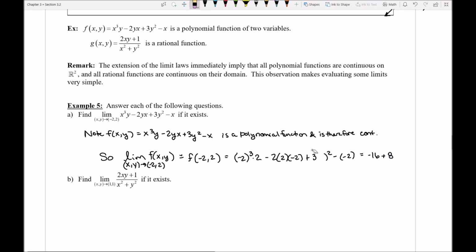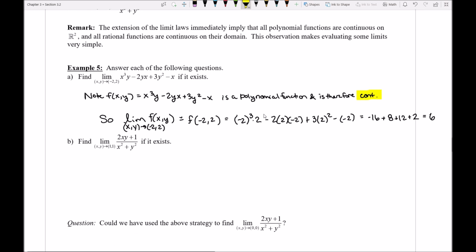Oops, I don't know why I wrote a y over there. This would just be a 2. So let's see, that's going to be like plus 12 and then plus 2. So it looks like here I have 22 minus 16, so that's just going to end up being 6. Boom, limit evaluated. Again, the only reason I can do that is because I know my function's continuous. If I didn't have continuity, I'm in trouble.